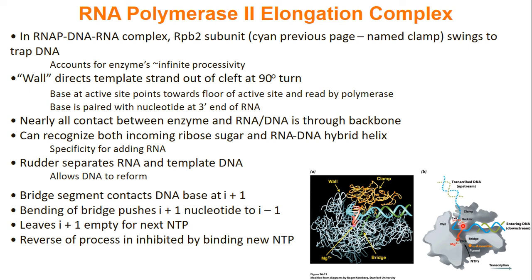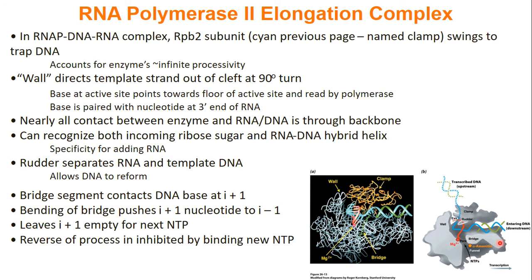Now we also have a rudder up here. When we're making RNA, we're going to make the RNA-DNA complex, but this rudder is going to separate the RNA from the DNA. This allows your DNA to reform into the double helix, and it's allowing your RNA to come off as well.